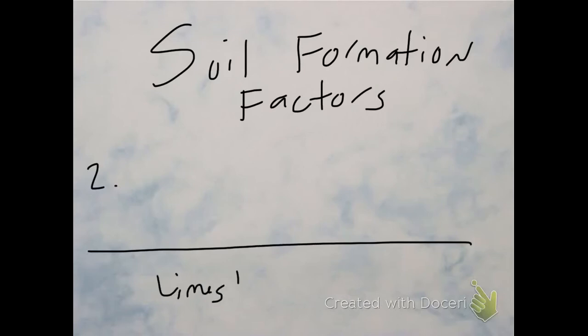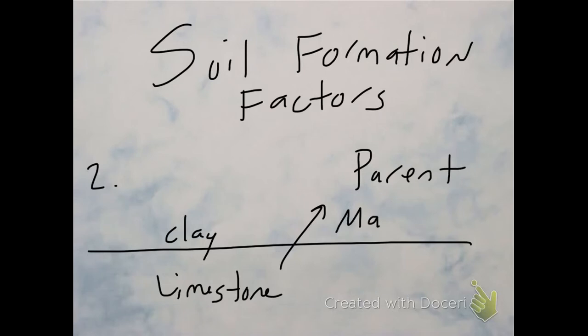So soil formation factor number 2, we have limestone down below, we've got a clay soil above. So since the clay was derived from the limestone, the limestone is called the what to clay, and that is the parent material. So it really does matter what the parent is as far as what your soil is going to be and what you're going to get out.